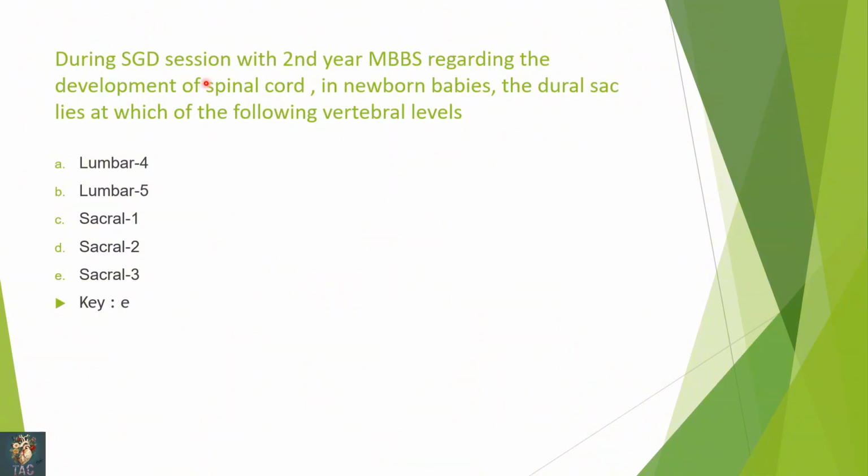During an SGD session with second year MBBS regarding development of the spinal cord in newborn babies, the dural sac lies at the level of which vertebra? It may be L4, L5, S1, S2, or S3. So the correct option is S3, because at birth it is present at the level of sacral vertebra 3.